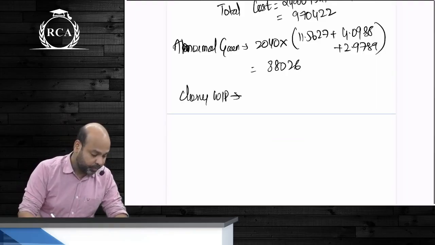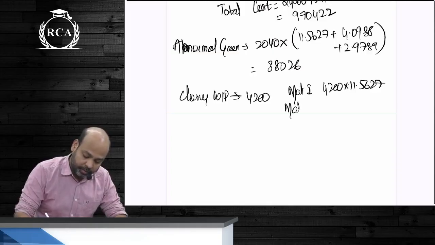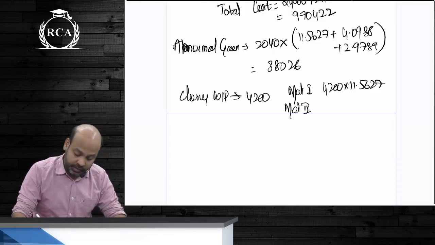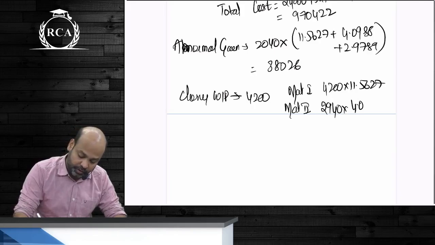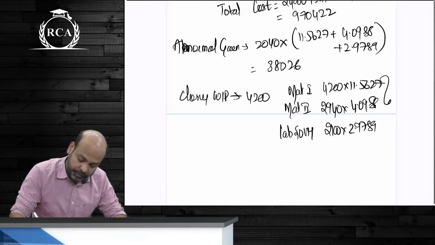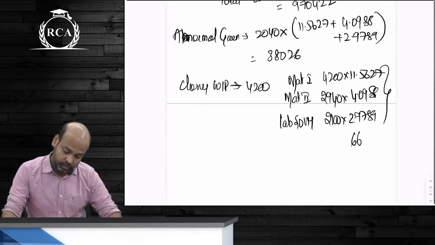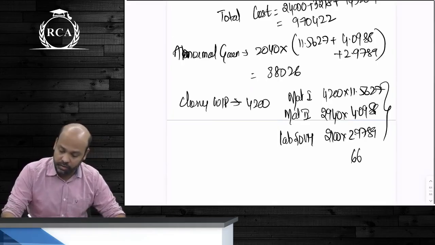Closing work in progress. How many units? 4,200. Material 1 100% complete. 4,200 into 11.5627. Material 2, guys, 2940 units into 4.0988. Labor and overheads beta, 2,100 units into 2.9789. Total. It should tally, it tallies with 874.